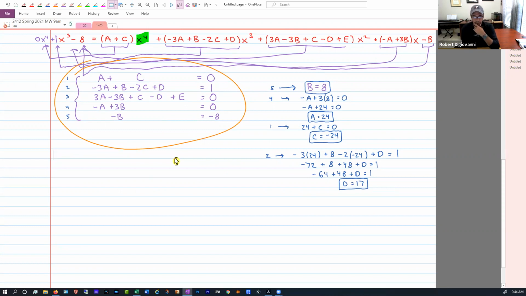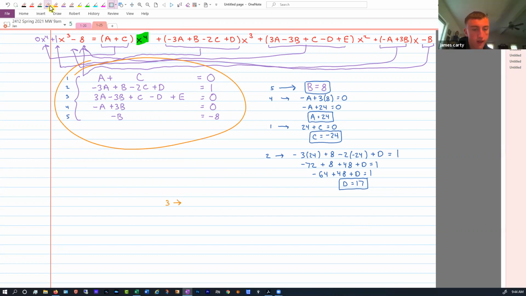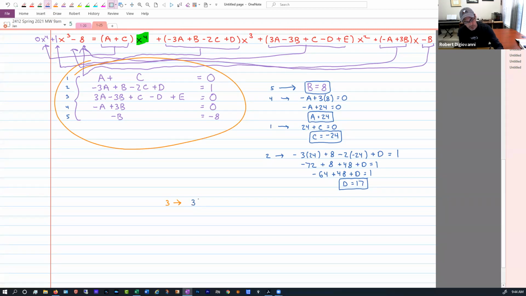From college algebra. And then all right, let's get E. So we go to equation 3, right? Equation 3. And when we go to equation 3, we've got 3 times A, which was 24. Let me make sure I get this right. Minus 3 times B, which was 8. Plus C, which was negative 24. So I'll make that minus 24. Minus D, so minus 17, plus E equals 0.